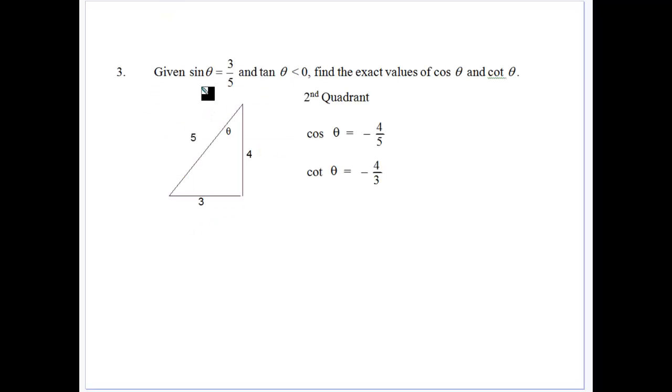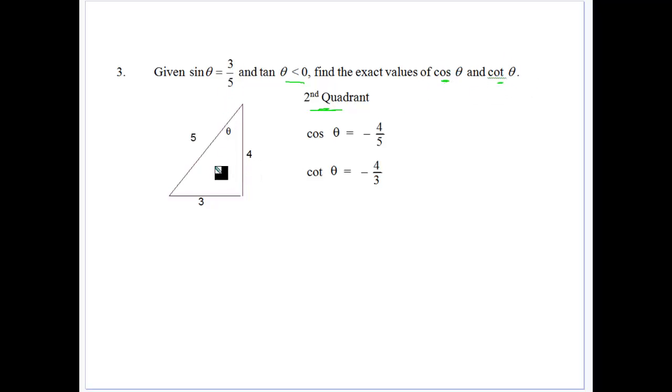Question 3, we've got sine positive, tan's less than 0, which is negative. So sine's positive and tan's negative in the second quadrant. So we'll see we're using those two pieces of data to determine what quadrant we're in, which means cosine of theta and cotangent of theta are both going to be negative, because they're both negative in the second quadrant.